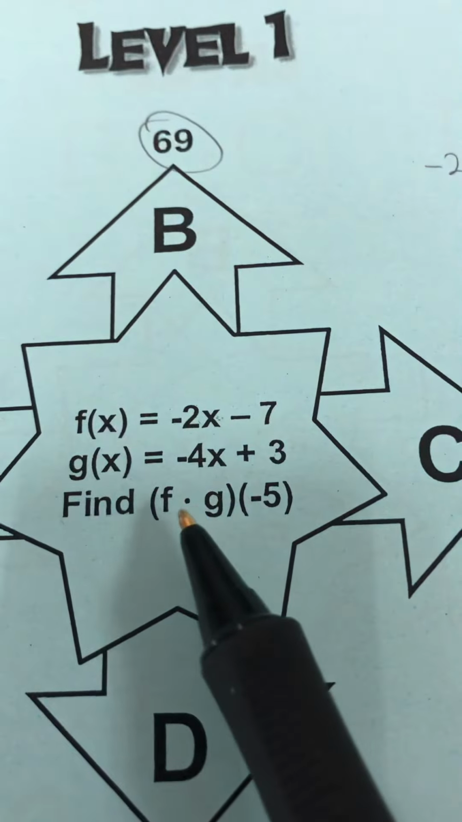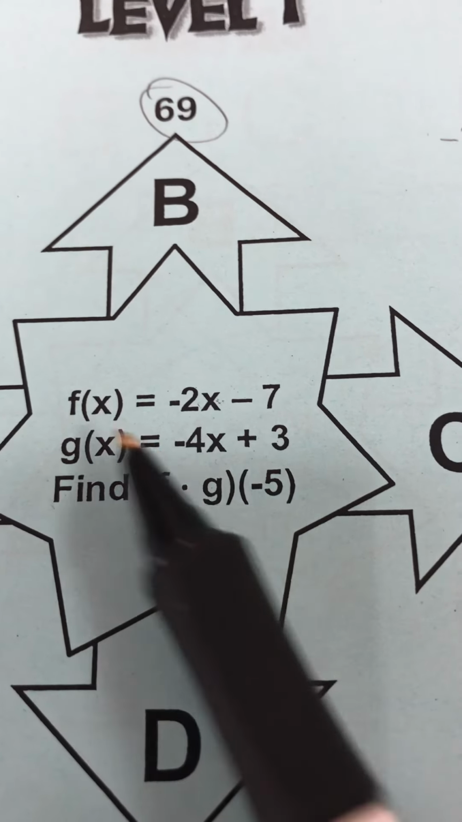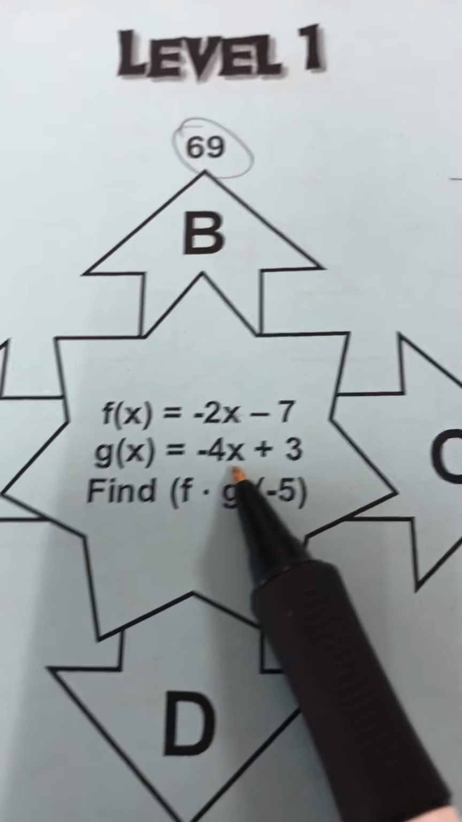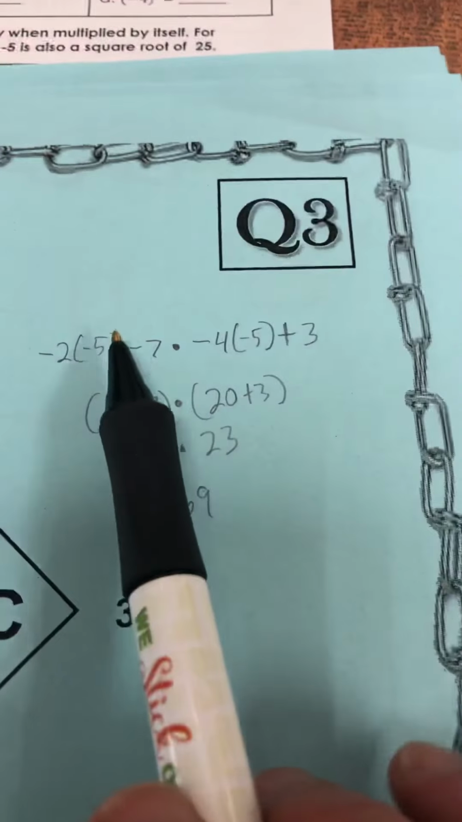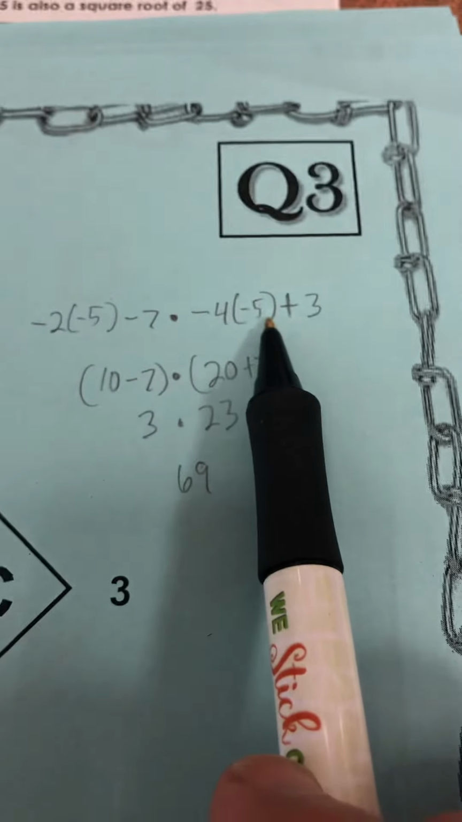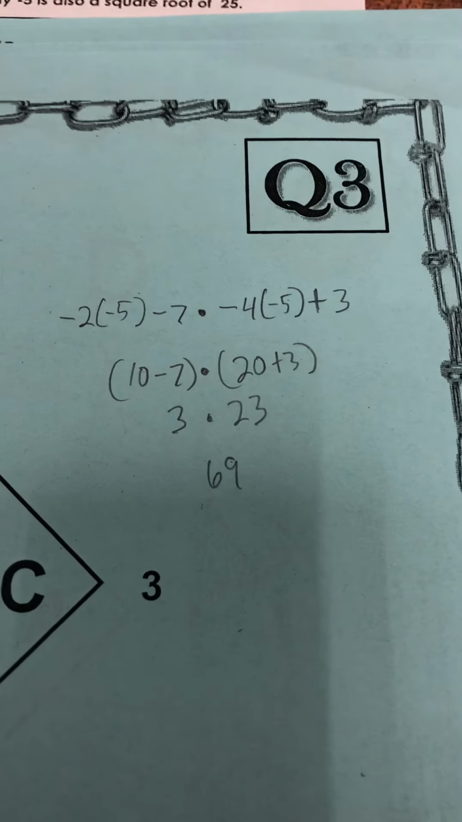Question 3. They're saying to substitute in and multiply f and g, the two functions, but substitute in negative 5 for your x values. So substituting in the x values, negative 5, you just put those numbers in and you should end up getting 69.